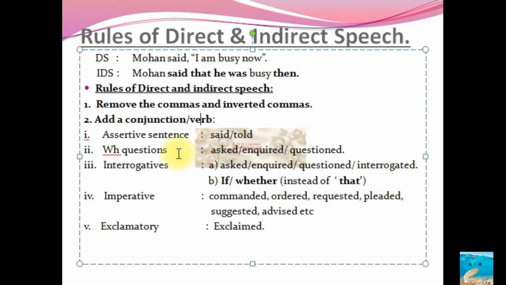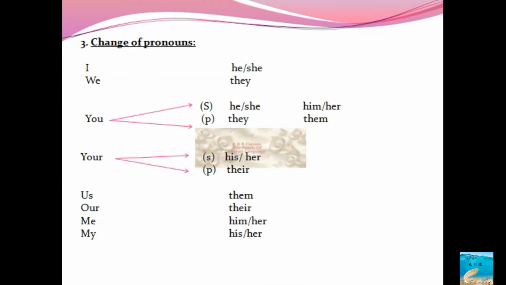Now WH question. Suppose the sentence is in WH form, what are we supposed to use? You are not supposed to use said. We are supposed to use the following words here: asked, inquired, or questioned. Any one of these three words you can use there. What is a WH sentence? Any sentence that starts with what, where, when, how, etc. is called WH.